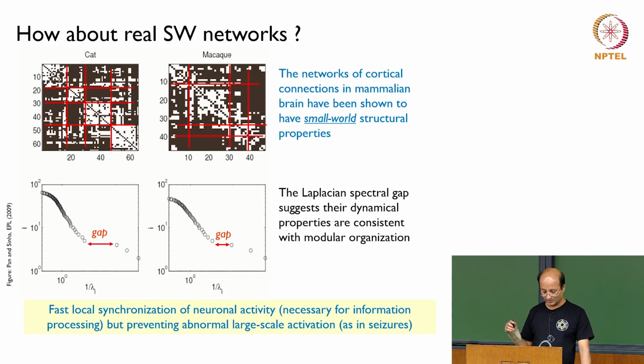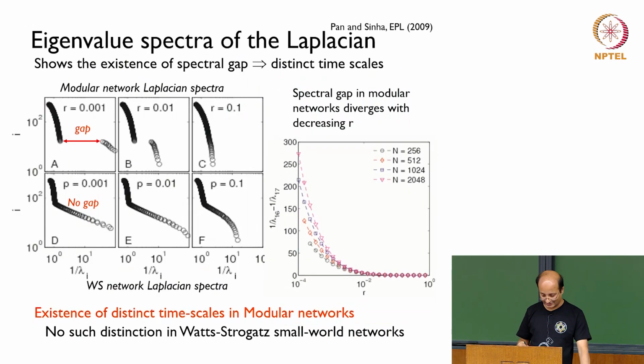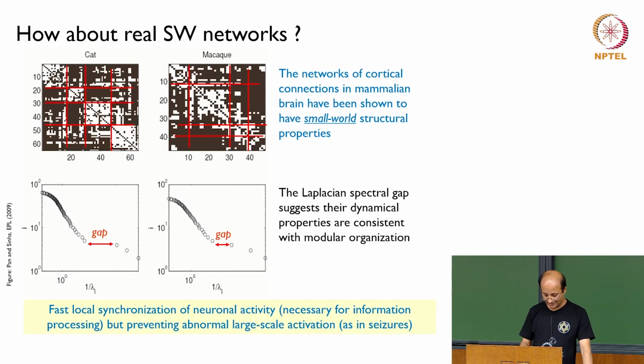And so the question was, okay, how about real small world networks? Are they actually better explained by modular architecture? And since we showed that the modular architecture is evident from this gap in the Laplacian spectrum, we obviously looked at all these brain networks, looked at the Laplacian spectrum and found out sure enough you have this gap, which is indicative of modular organization.